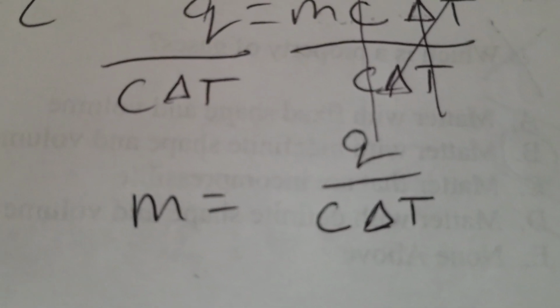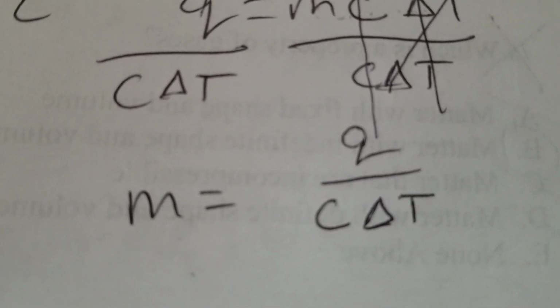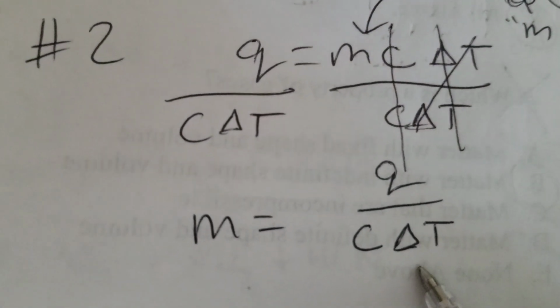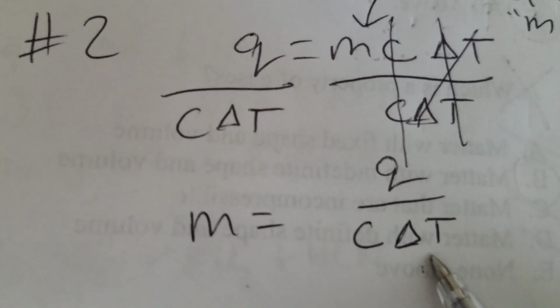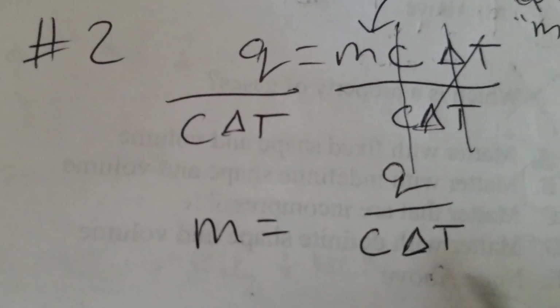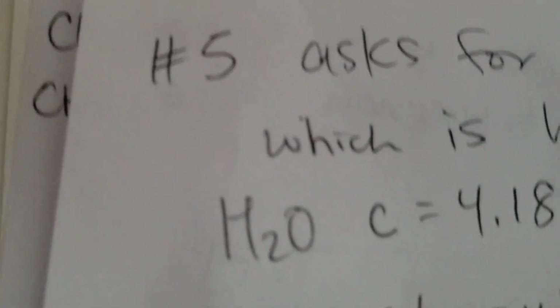And you should be able to plug in the values that they give you. Don't forget, for delta T, you have to subtract the two temperatures. That's the change in temperature. Okay, I had a question about the last two.